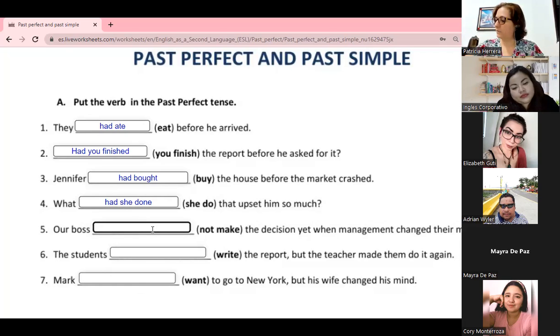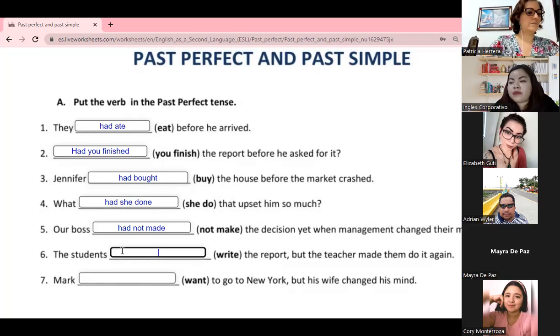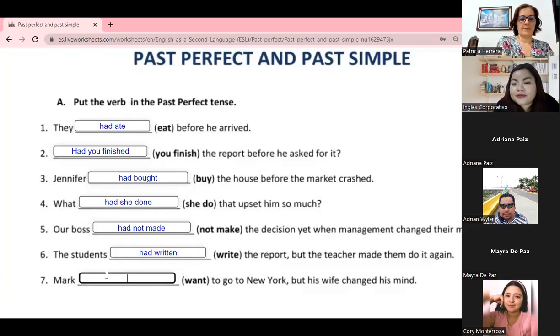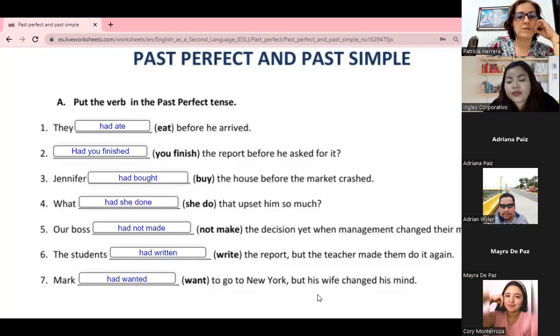Our boss had not made the decision yet when management changed their mind. Very good. Change their mind. And number six, Adriana. The student had written the report, but the teacher made them do it again. Very good. Number seven, Patricia. Mark had wanted to go to New York, but his wife changed his mind. Very good. Thank you so much.